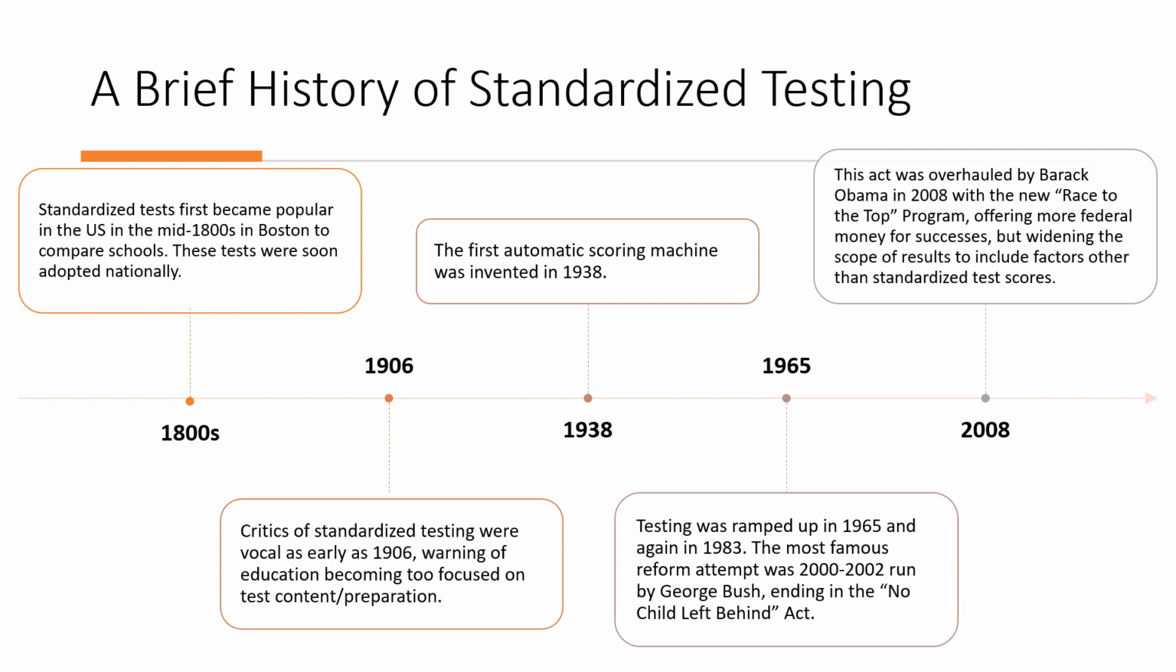The most famous reform attempt for testing was from 2000 to 2002, when George Bush started the No Child Left Behind Act. This was then overhauled by Barack Obama in 2008 with the new Race to the Top initiative, which offered more federal funding for schools that had good test grades, but also widened the scope of what would be an acceptable measure of success from just standardized test scores.